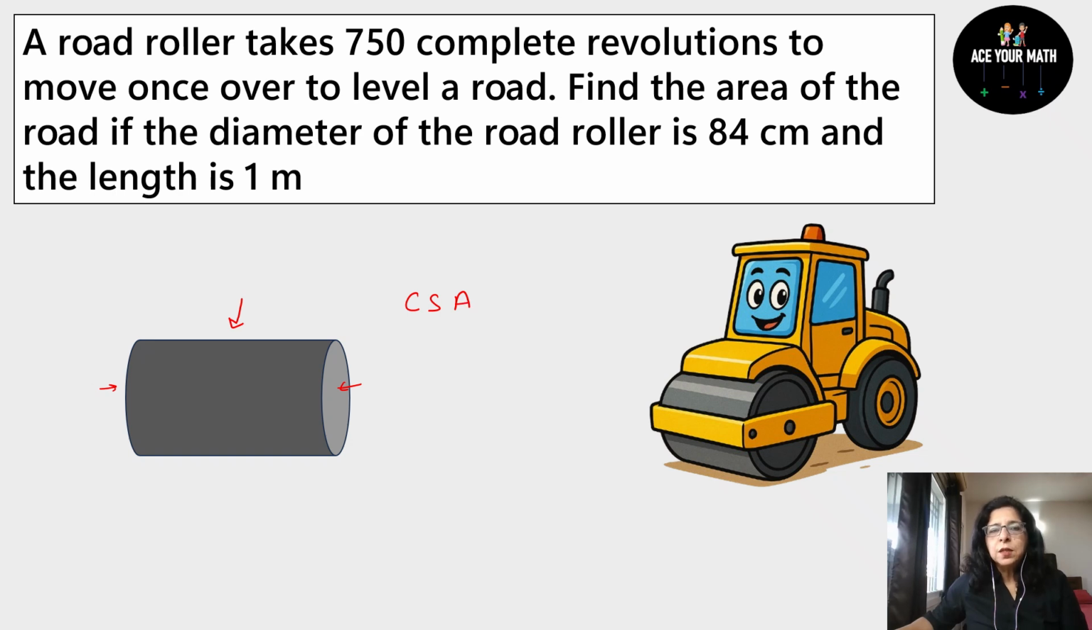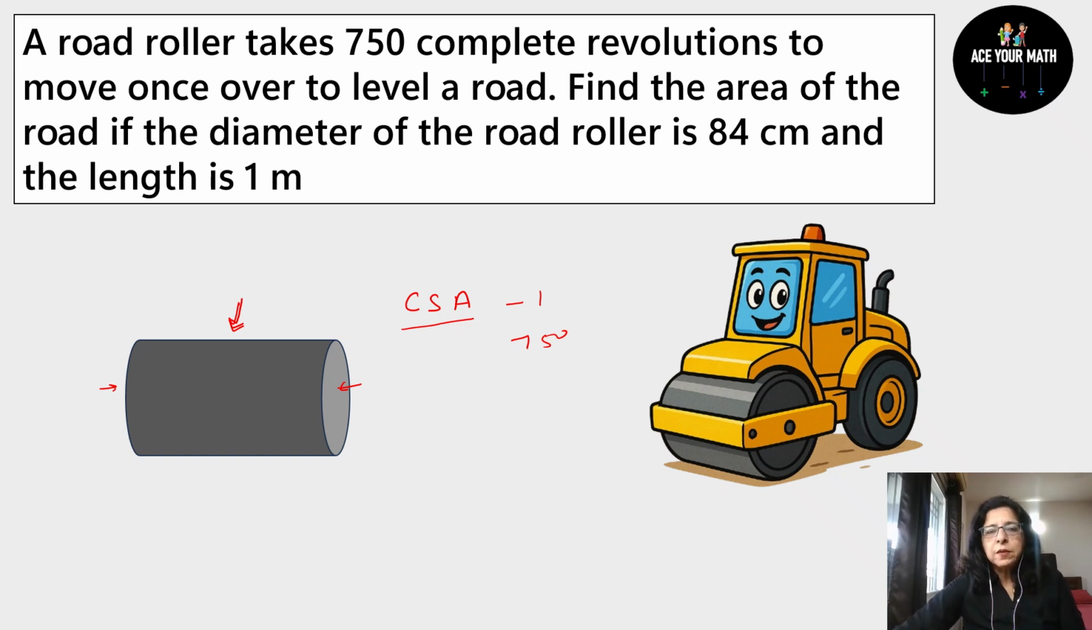So you will calculate the curved surface area for one revolution when it moves. Then you will calculate for 750 revolutions. So when you calculate for 750 revolutions, you will get the area of the road. So that is why we are considering only the curved surface area, because only the curved part will touch the ground. These bases, this top and bottom, will not touch the ground. Okay, I hope it is clear to you.